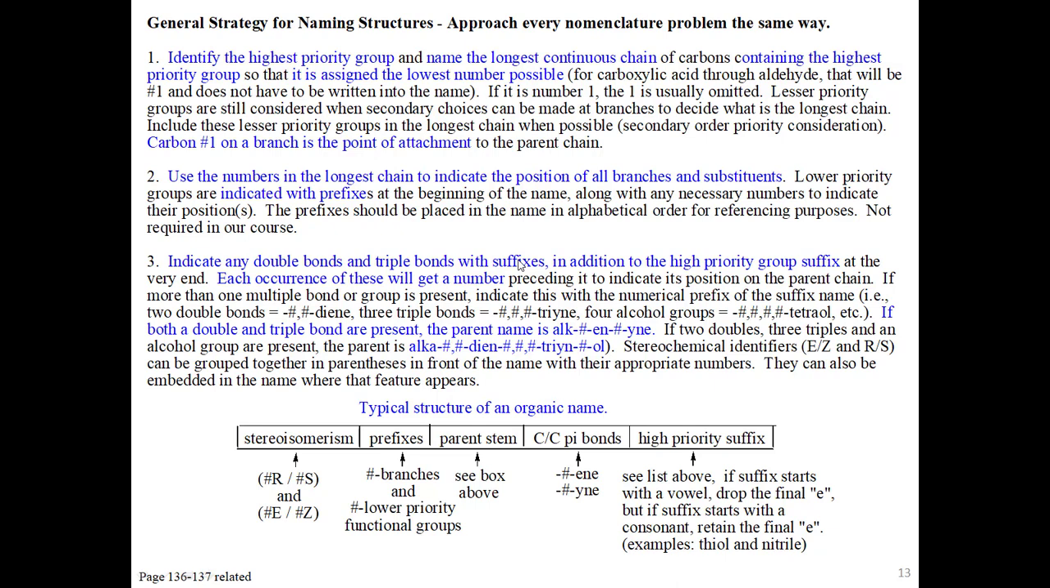Okay, so if you have a double bond, it's not an alkane, it's an alkene. If you have a triple bond, it's not an alkane, it's an alkyne. If you have a double and a triple bond, it's an alkene-yne. And you need a number for each position of the pi bonds. If there's 2 double bonds, you're going to need 2 numbers. If there's 3 triple bonds, you're going to need 3 numbers.